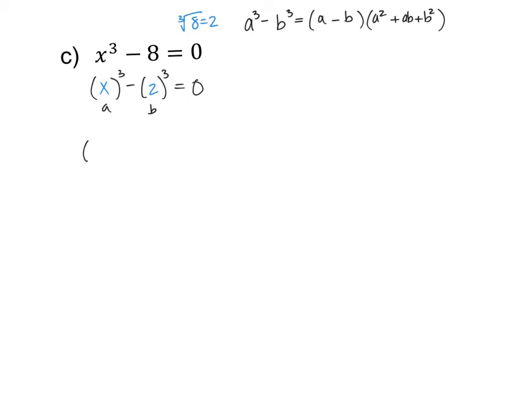And from here, I need to factor. So I know my x here is going to be my a, so this is going to be x minus my b. Oops, not b, 2. This is same, so same, always positive, and this is going to be our x. It's going to be a squared, and then this is a times b, so 2 times x gives me 2x. And then b squared is going to be 2 squared, which is 4.